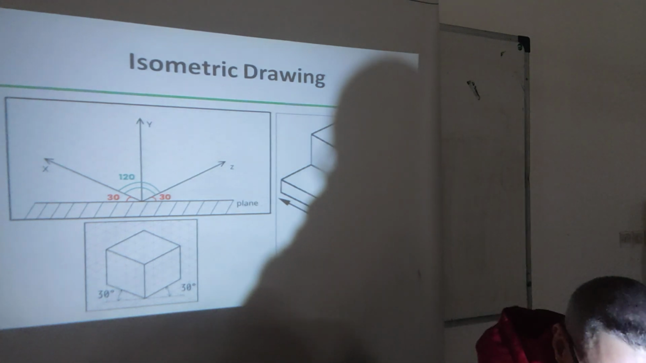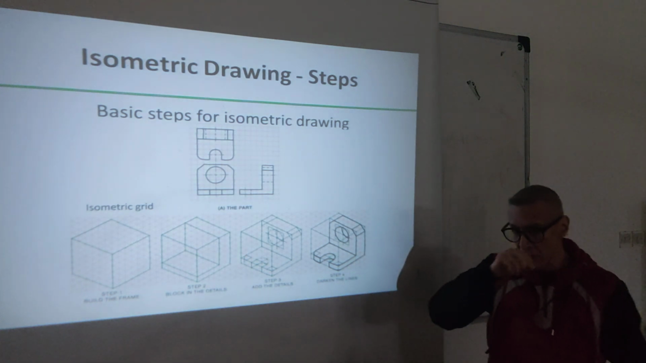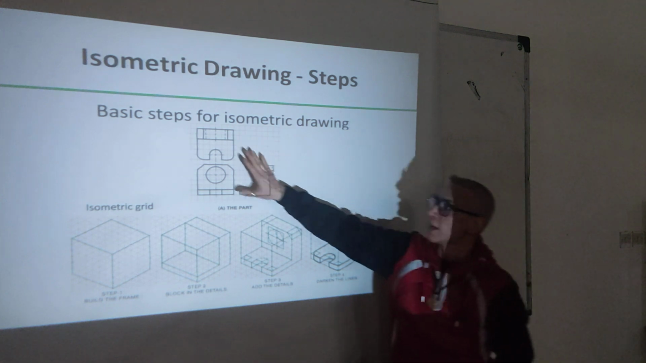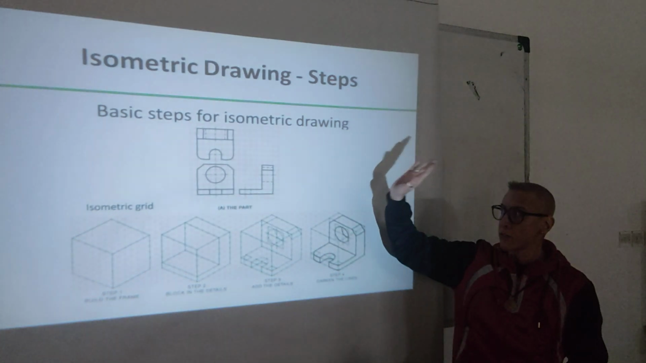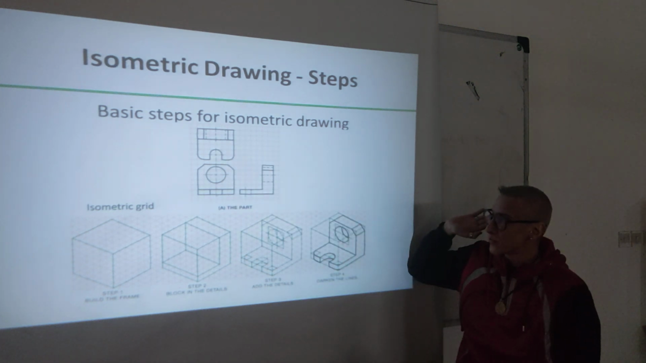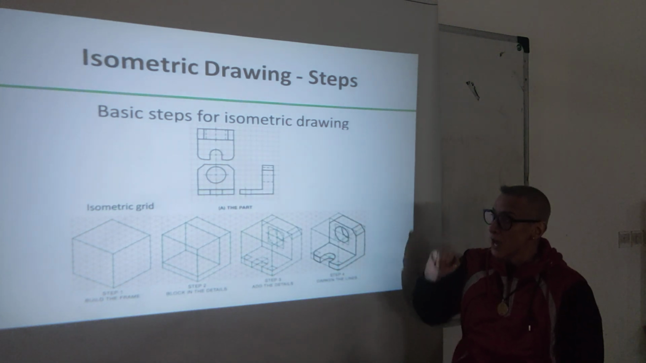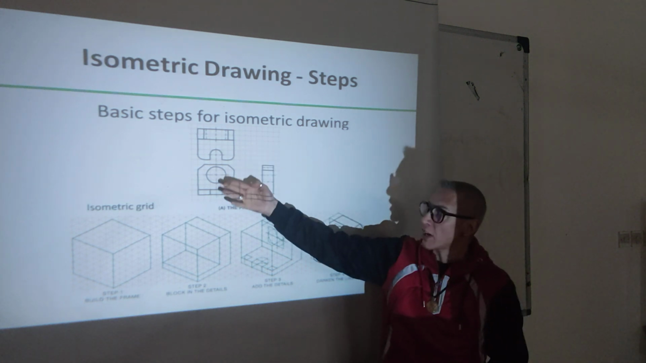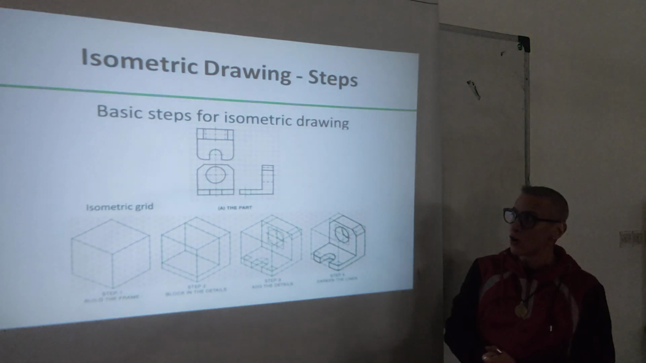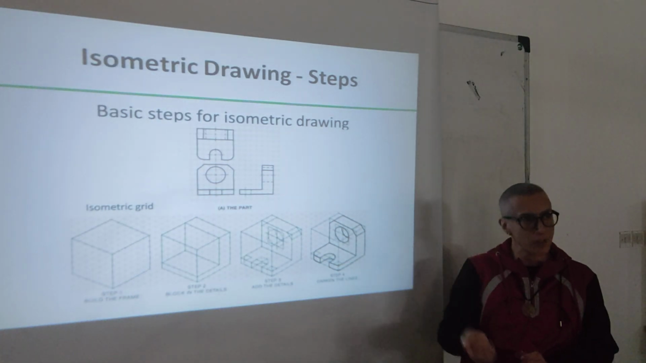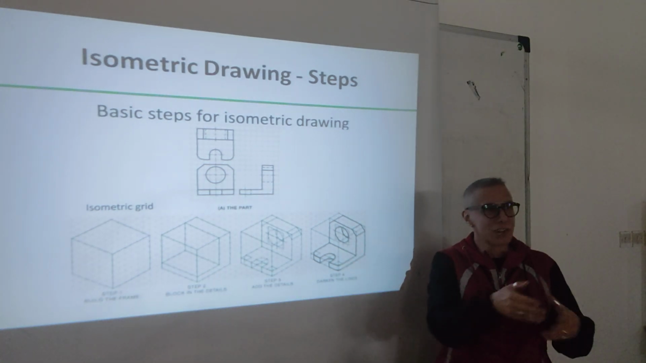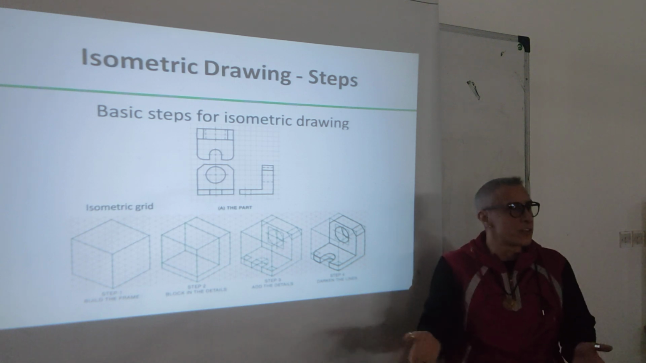Now, here are some examples and some basic steps of constructing. Here we have 3 views: orthographic, multi-view, front, top, right side. We want to draw this object in isometric, as an isometric pictorial. So, I mentioned these things even in the past, when we were drawing a little bit freehand in the introduction to 3D design.